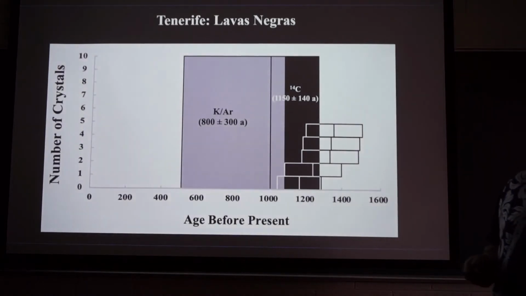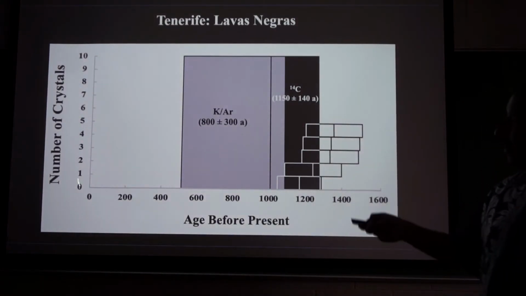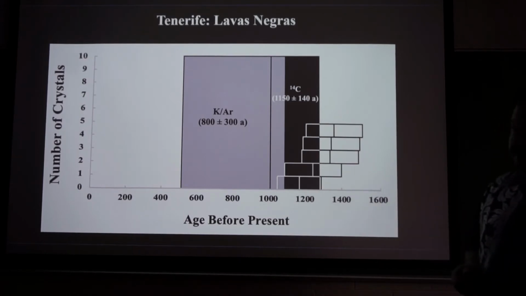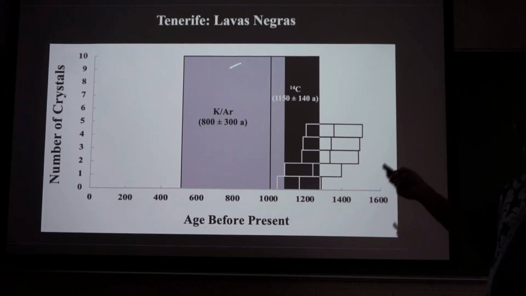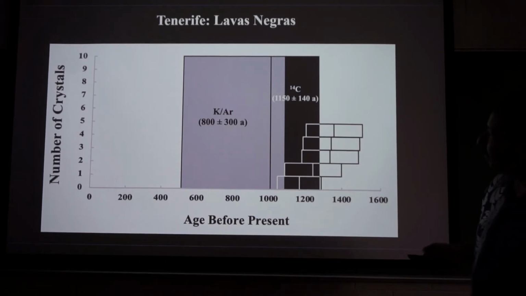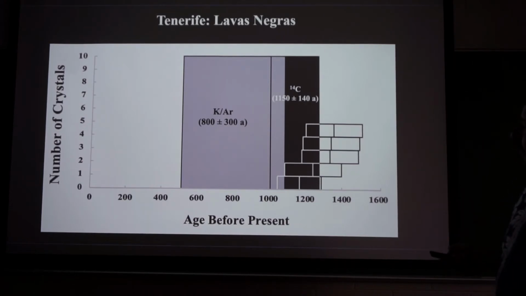And then when we look at the results, this is Lattice Negras, that picture I showed you earlier. On the y-axis is the number of crystals. Here it's the age before, age in the past, right? And that is the potassium-argon eruption age of Lattice Negras, 800 plus or minus 300, not a very good precision. But then the carbon age is a little bit better at 1150 plus or minus 140.